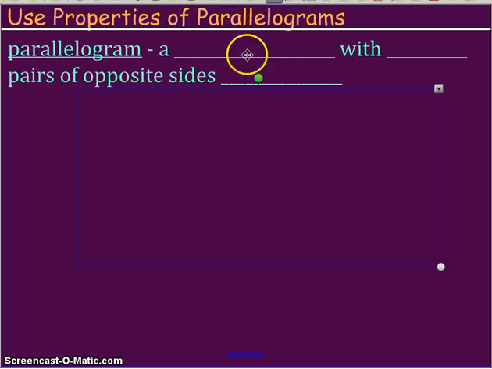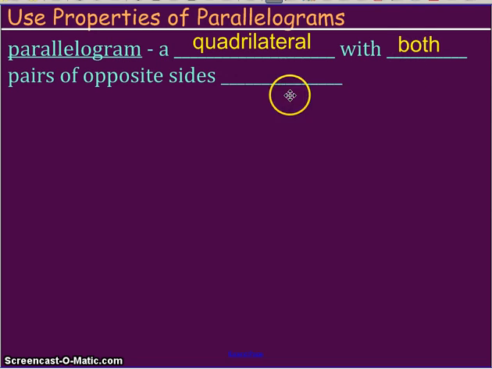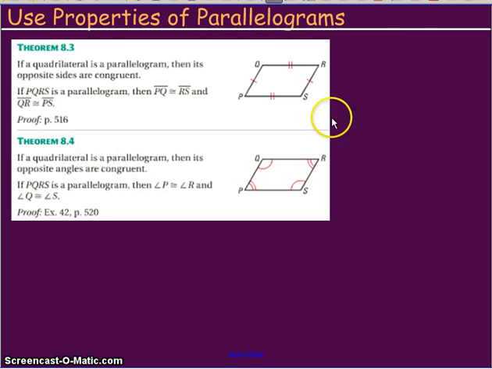Alright, use properties of parallelograms. A parallelogram, let's go ahead and define it. A parallelogram is a quadrilateral. Hopefully you remember a quadrilateral is a four-sided figure with both pairs of opposite sides congruent and parallel. Alright, so that's your definition. Only one definition today, so that's not too bad, but we do have about 4 theorems in here. So make sure you take notes over those.